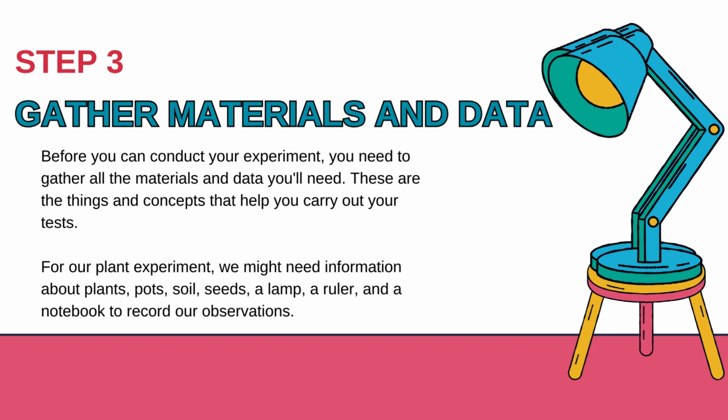Step 3. Gather materials and data. This step is also called data gathering. Before you can conduct your experiment, you need to gather all the materials and data you need. These are the things and concepts that help you carry out your test. For our plant experiment, we might need information about plants, pots, soil, seeds, a lamp, a ruler, and a notebook to record our observations.